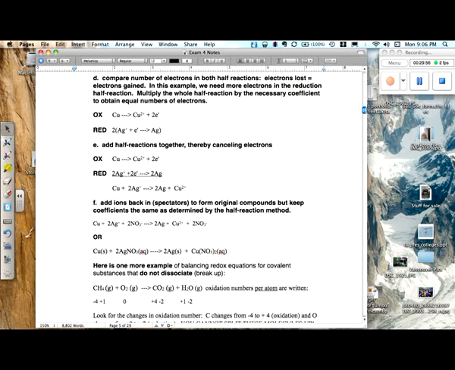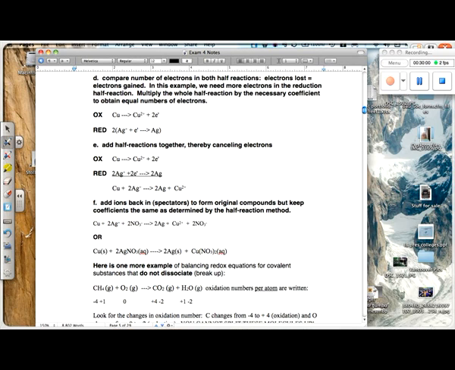Because that is done here for us. Then you are ready, once you've gotten to this step, to add them together. When you add these two equations together, the electrons cancel. Copper plus two silver ions makes two silvers plus a copper ion.